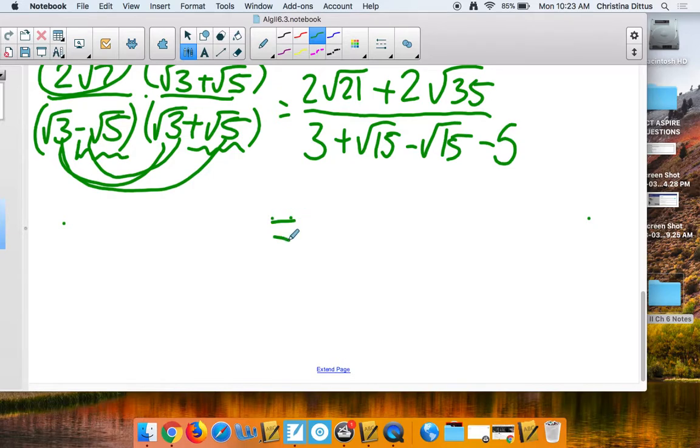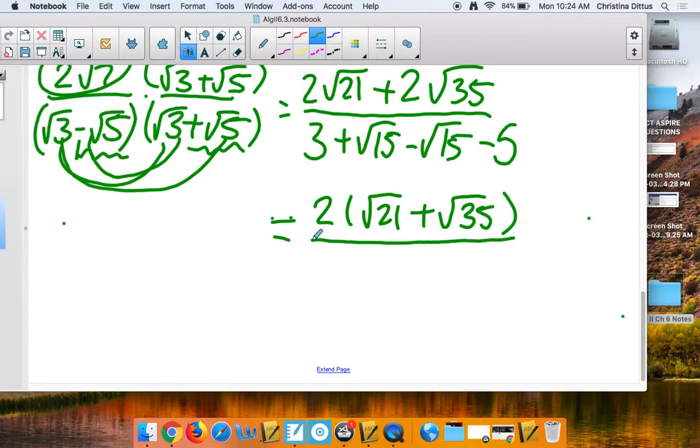Question. What does the top stuff have in common? 2. So can I pull a 2 out? Make it look like it kind of looked before. If I pull a 2 out, I'm left with square root of 21 plus square root of 35. Other thing you should ask yourself, can I do anything with square root of 21, square root of 35? Pull anything out? 21's friends with 3 and 7. None of those are perfect squares. Right? Square root of 35 have any friends that we can pull out? No, I don't think so. Okay, so we're good there.